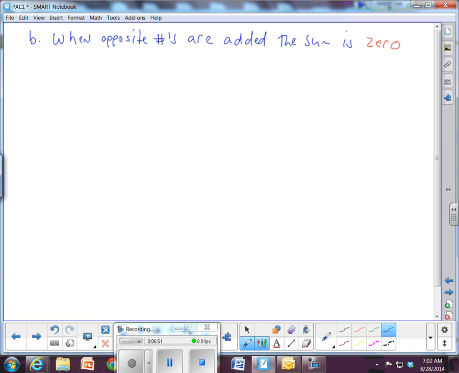Okay, so keep that in mind. That's important to really understand what's going on when you add a positive and a negative number. So let's do a few examples here. Let's suppose we had this 3 plus parentheses negative 3. Now, those are opposite numbers, yes? Hopefully you agree. Therefore, their sum has to be 0.